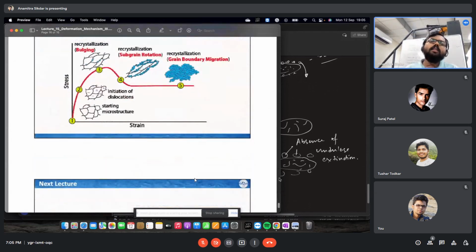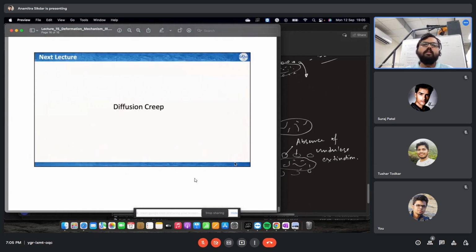So this is the curve at which, first, initiation of dislocations, and then bulging, and then subgrain rotation, and then grain boundary migration. This is a hypothetical curve, but you can see at what point these things happen, right? This is a good representation of the microstructure of rock.